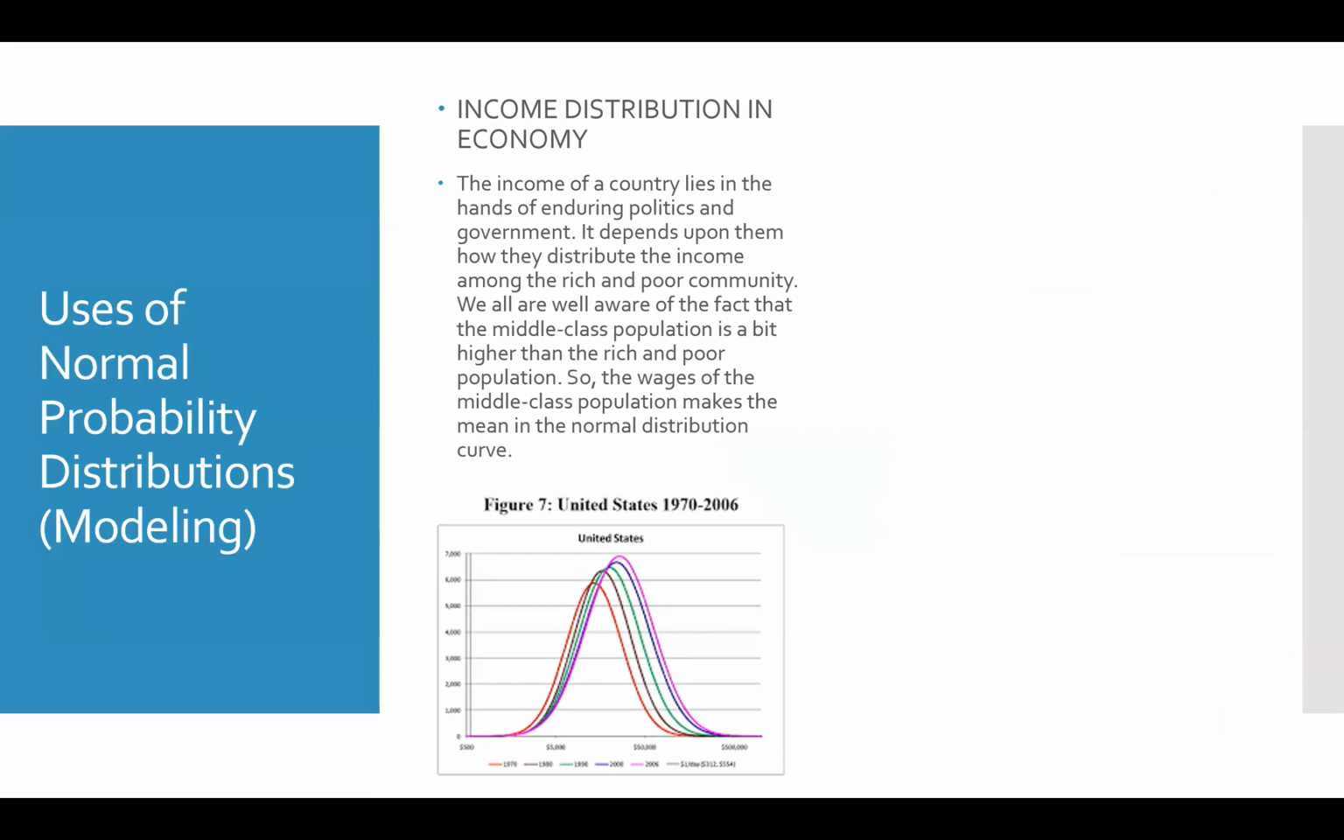We are well aware of the fact that the middle class population is a bit higher. You have more people in the middle that are average than you do people that are super rich or super, super poor. And so again, if you look at the wages of that middle class, where you have most of your people, you get, again, a bell-shaped curve. And that bell-shaped curve has changed over time.